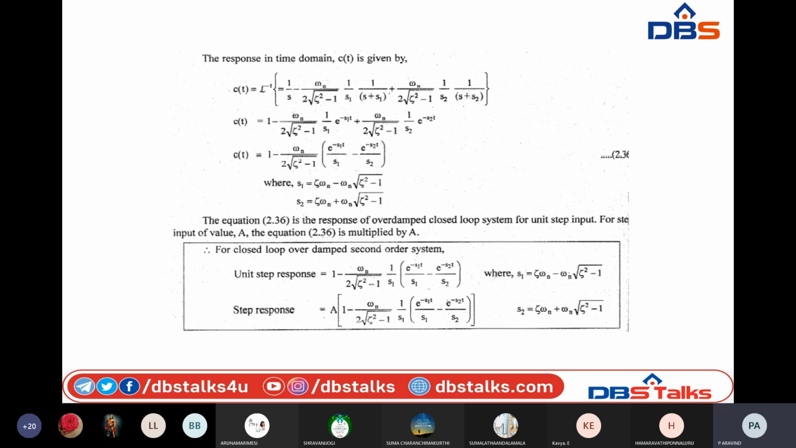For unit step input, the response of the closed loop overdamped second order system is 1 minus omega n by 2 into square root of zeta square minus 1, into 1 by s1 of e power minus s1t by s1 minus e power minus s2t by s2. So this is for unit step input. If we are considering a step response, simply multiply the unit step response with A.